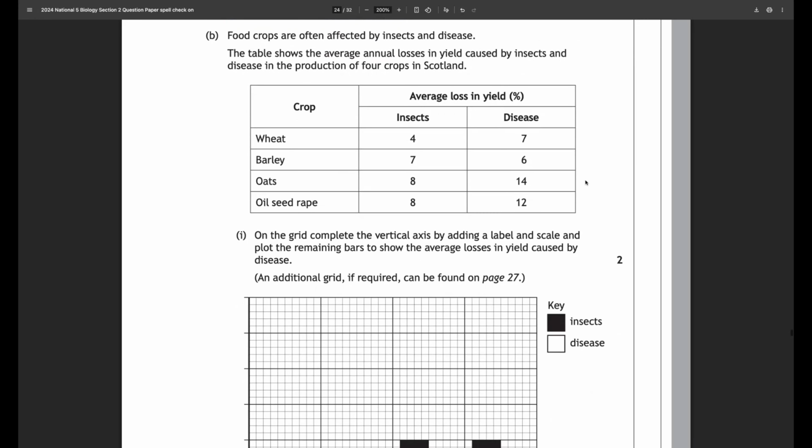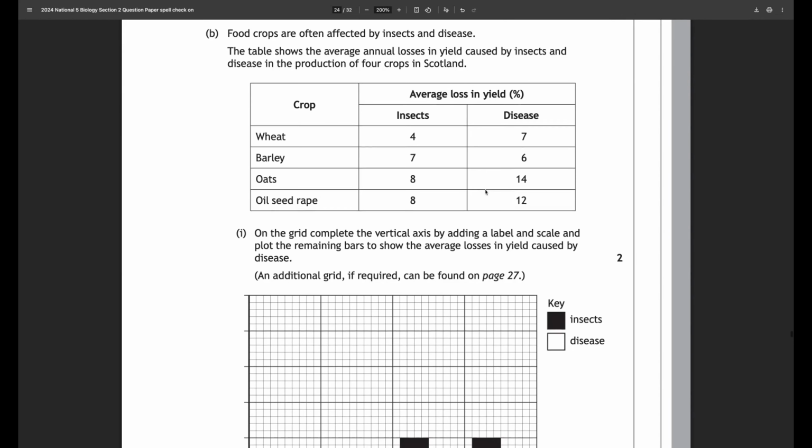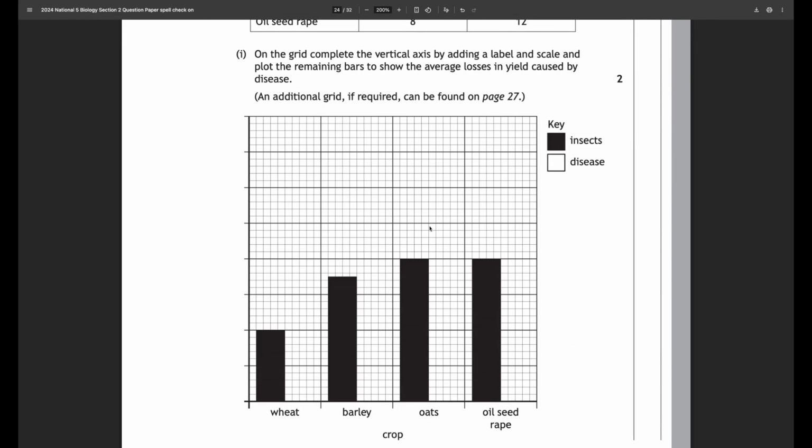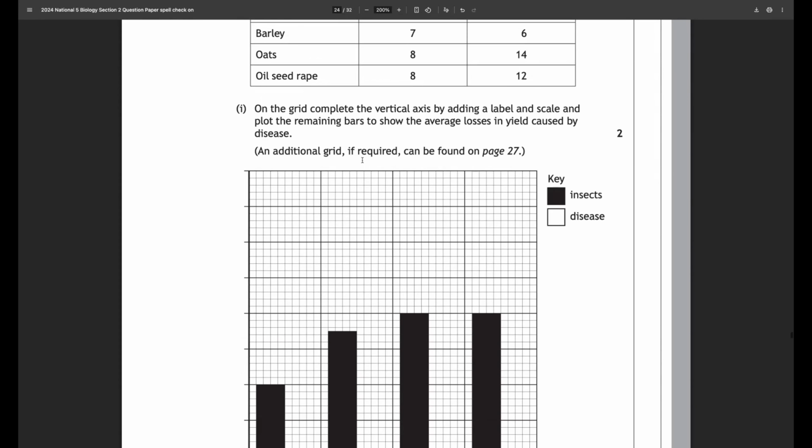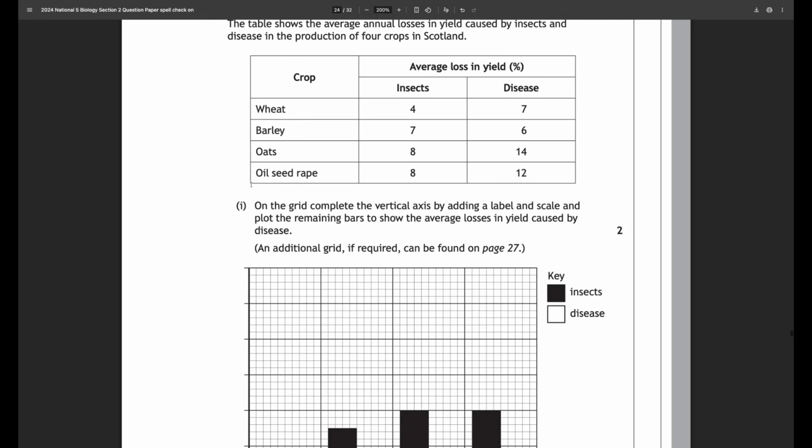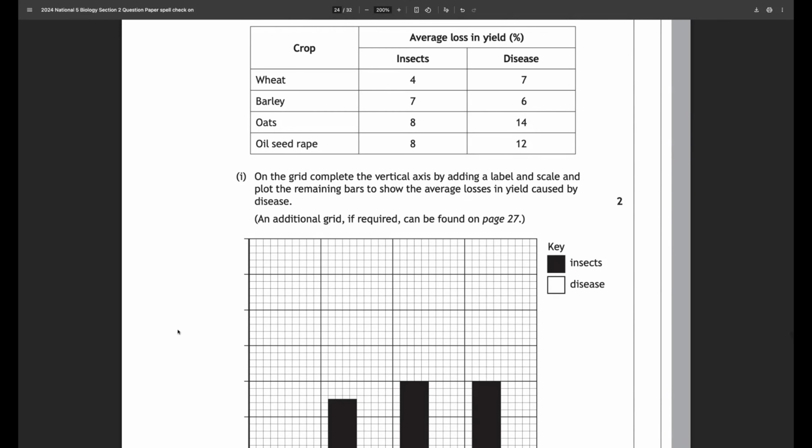Part B, food crops are often affected by insects and disease. The table shows the average losses in yield caused by both in 4 crops in Scotland. So we've got wheat, barley, oats, oilseed rape, and insects and disease, and their average loss in yield. We have to fill in a bar graph here showing the label and the scale and then plotting the remaining bars. So I often see this as a mistake in a graph where people fail to put the correct label in this area on the graph.